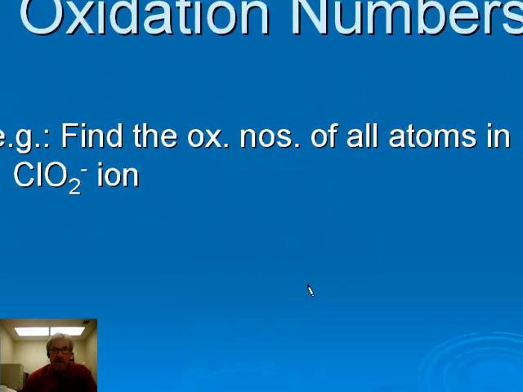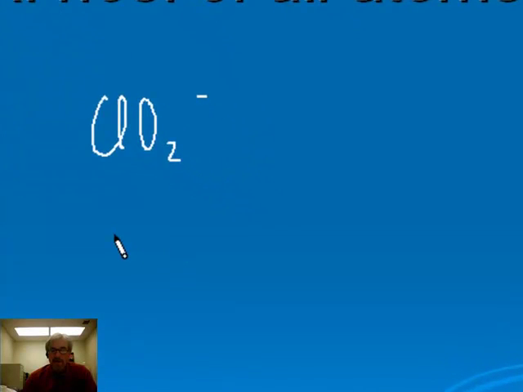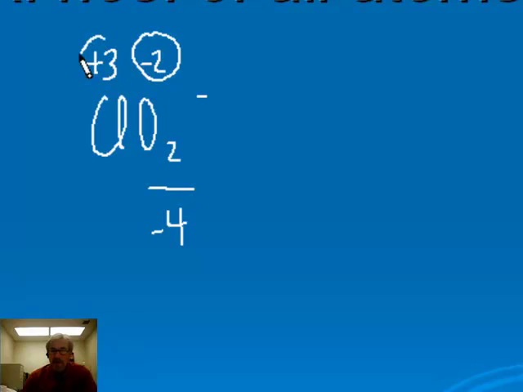Here's a polyatomic ion, the chlorite ion, ClO2, 1 minus charge. Well, oxygen is almost always -2, so I'm going to assign that right here. -2 2 times gives me a total of -4 so far. All the oxidation numbers in this species have to add up to -1 because that's the charge on the ion. So what do I add to -4 to get -1? +3. So that means chlorine has a +3 oxidation number in this species.